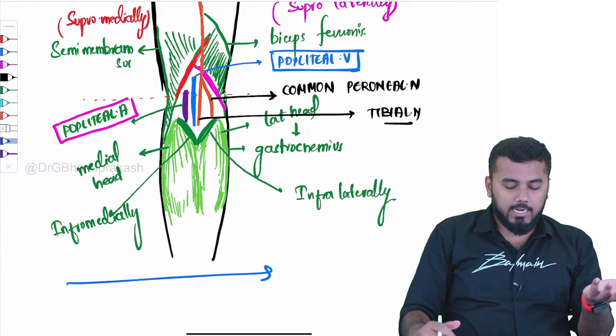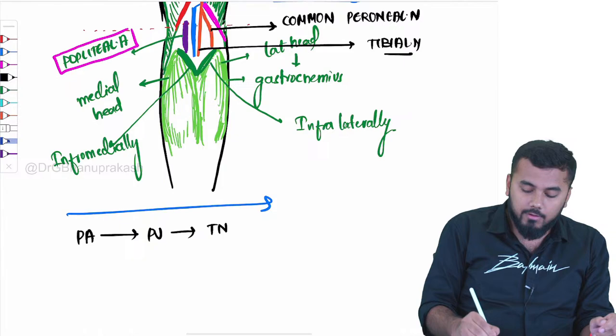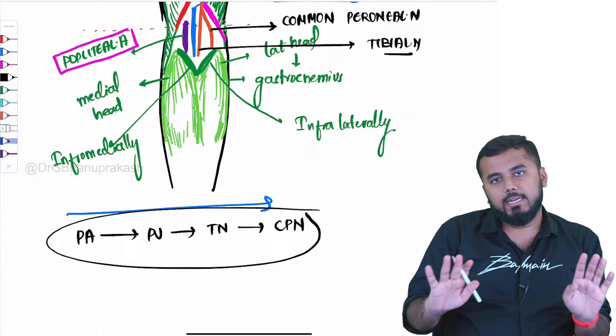So these are the contents. Sir, it is very difficult for me to remember this diagrammatic representation. Can you write it? Yes. One is the popliteal artery, then I have got the popliteal vein, then I have got the tibial nerve, then I have got the common peroneal nerve. Simple. Even if you remember this single box, that is enough. If you want to remember in the form of a picture, it's your wish. Right.